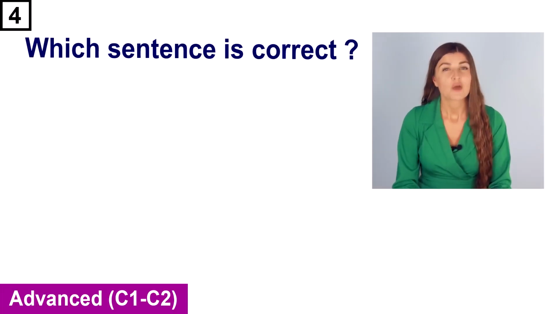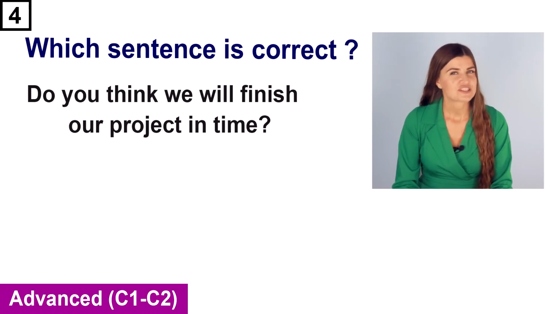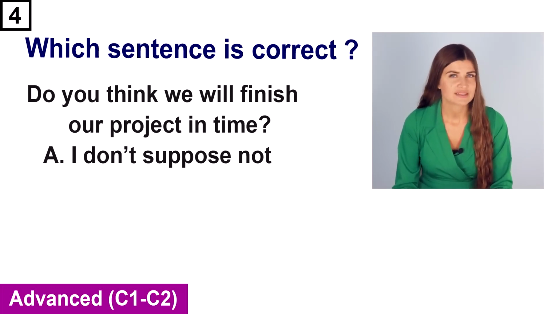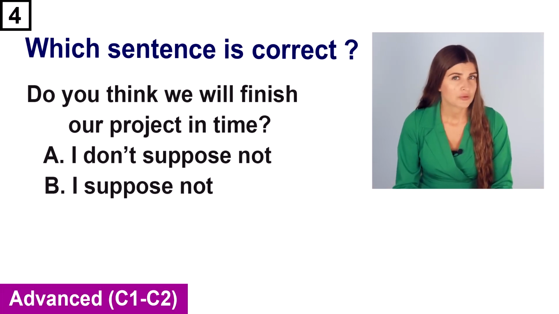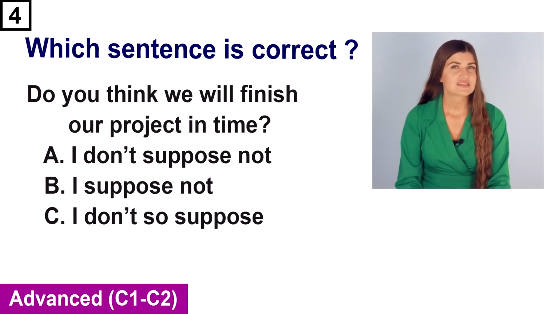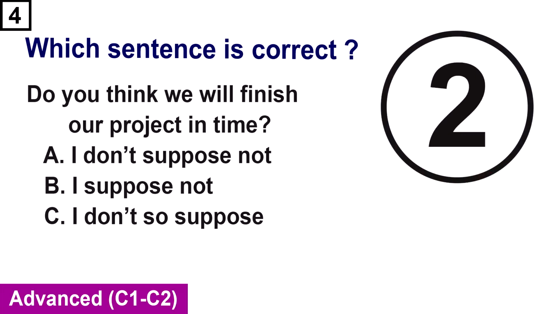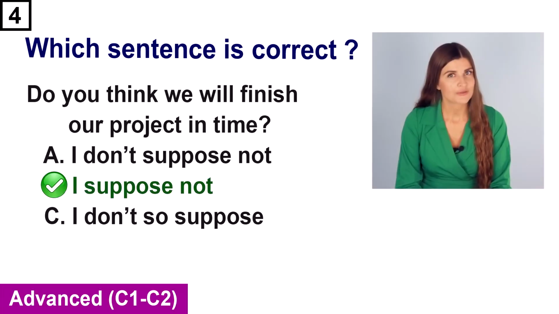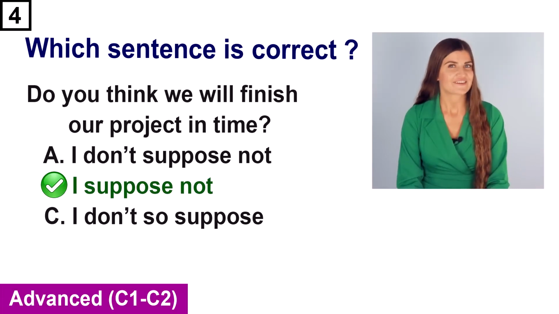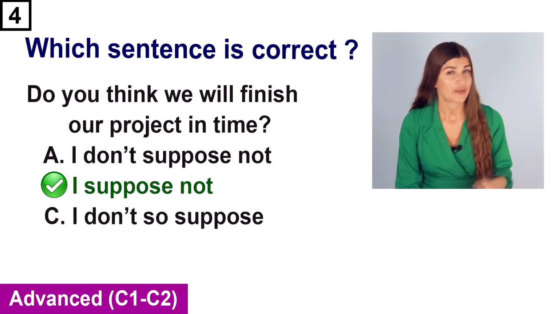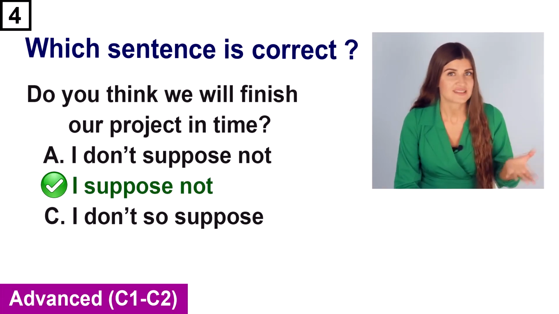The next one. Which answer is correct? Do you think we will finish our project in time? A. I don't suppose not. B. I suppose not. C. I don't so suppose. I suppose not. B is the right answer. We can't use double negatives. We can't say I don't suppose not or I not suppose.